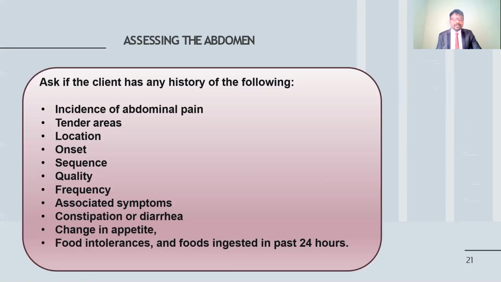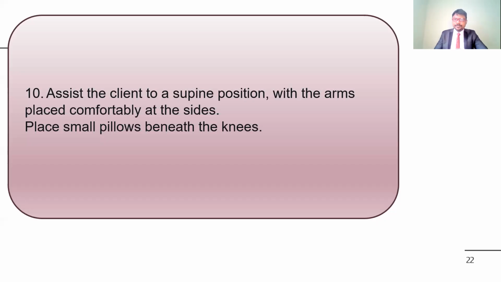we can find out. And also assessment of the abdomen, any incidents of abdominal pain we have to find out. Tender areas, if any tenderness or pain, what is the location of the pain, onset of the pain, sequence, and also quality, frequency, associated symptoms. Is there any constipation or diarrhea, any change in the appetite, any food intolerance, or any indigestion in the past 24 hours. So while assessing the abdomen, we have to take all the information. Then only we can conclude the diagnosis. Then only we can get the clues according to the signs and symptoms.